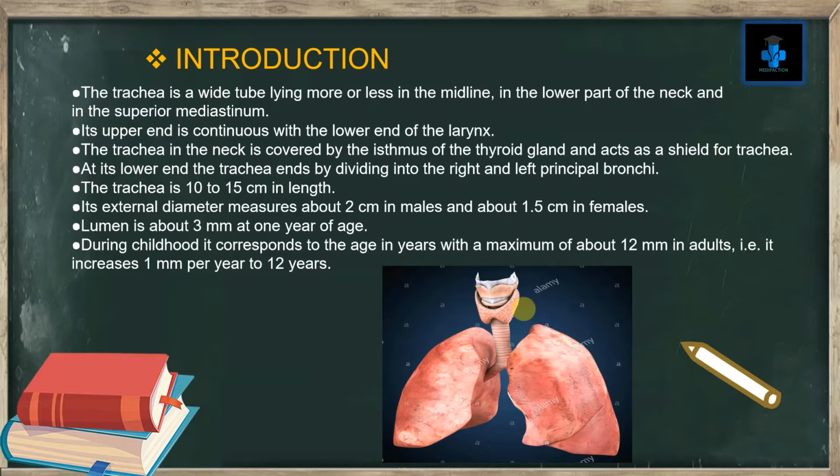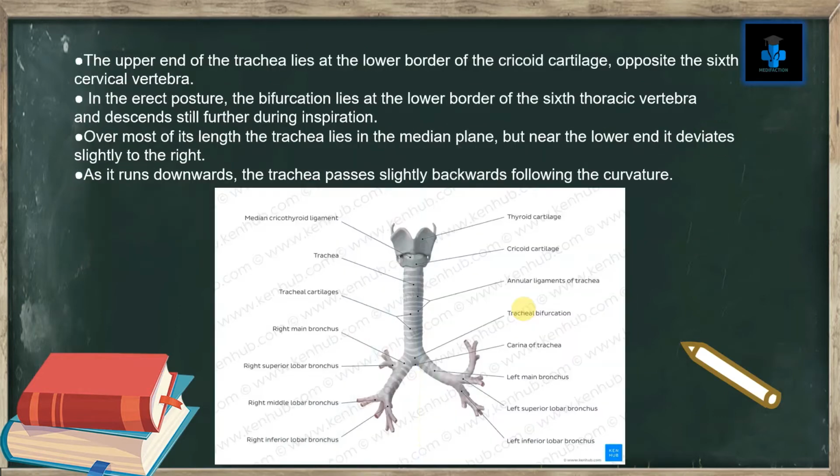The trachea is 10 to 15 cm in length. Its external diameter measures about 2 cm in males and about 1.5 cm in females. The lumen is about 3 mm at 1 year of age. During childhood, it corresponds to the age in years, with a maximum of about 12 mm in adults. That is, it increases 1 mm per year up to 12 years.